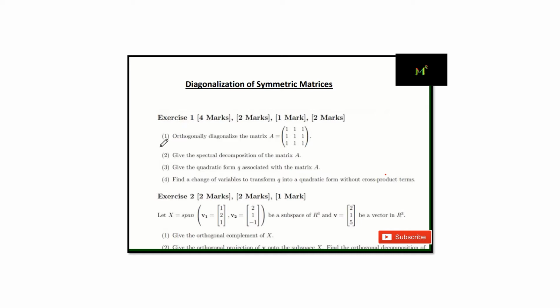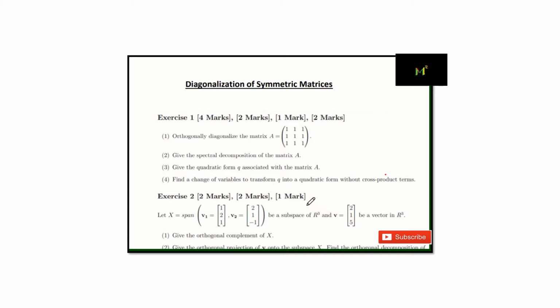The first question is how to orthogonally diagonalize a matrix. The second one will be to give a spectral decomposition of a matrix. The third one will be to give a quadratic form of a matrix. And the fourth one will be how to change the variables of the quadratic form of a matrix. I've already drafted the solutions to these questions down below.